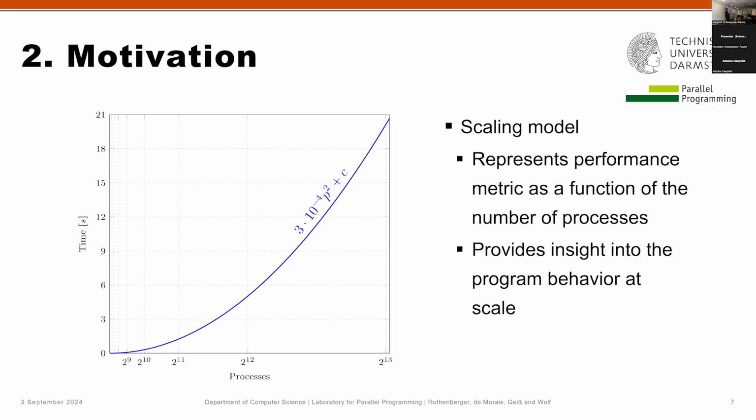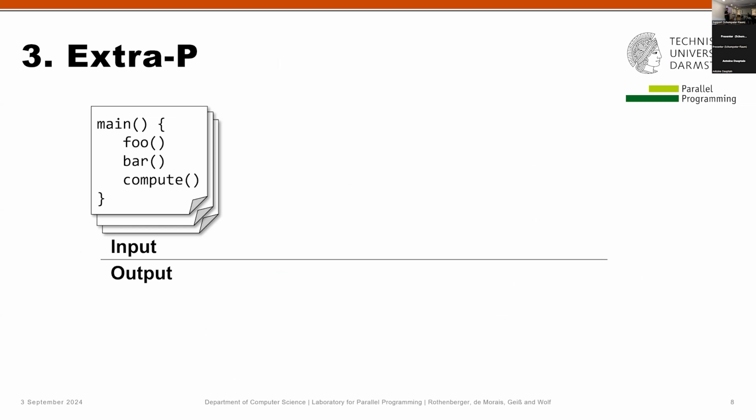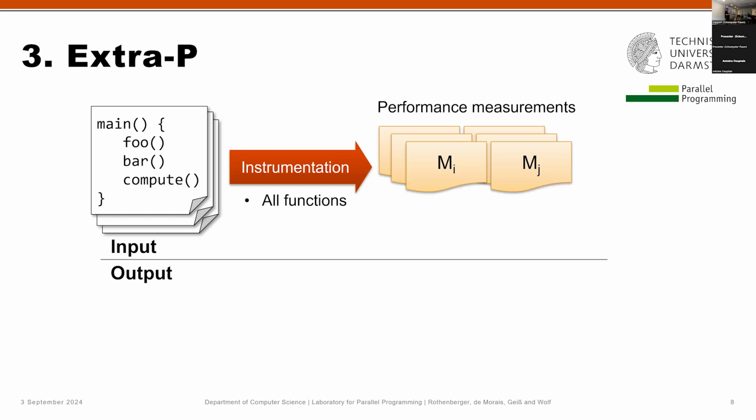Here in the figure, you can see how the runtime increases as a function of the change in the number of processes. That may show the scalability bug that I showed in the slide before. To apply this approach, we bring here Extra-P, our performance modeling tool. As a first step, Extra-P takes a function and all the sub-functions that this function has, and you perform some instrumentation. With that instrumentation, you collect some small performance measurements.